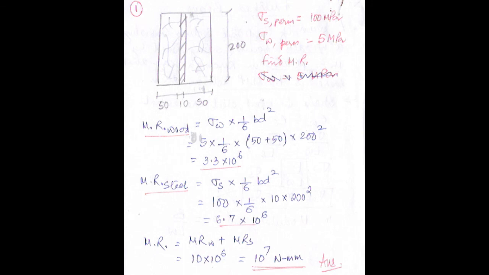So 100 into 1 by 6 into b. What is b? B, width of the steel plate is 10. And what is d? D is 200. So that gives us 6.7 into 10 raised to 6.